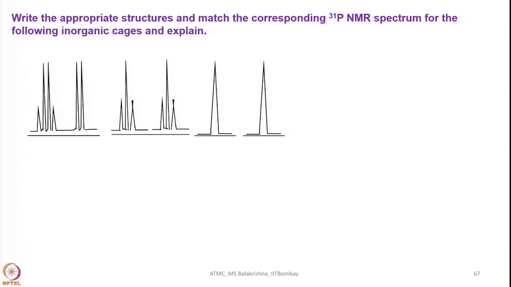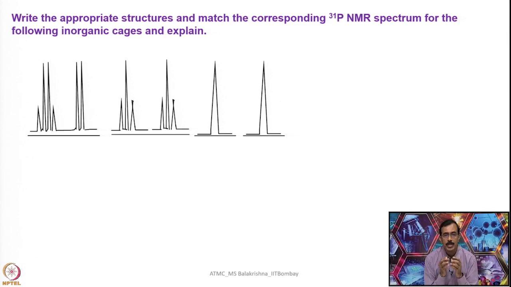This spectrum was observed for a mixture of samples when white phosphorus was reacted with a certain quantity of sulfur. It is very similar to white phosphorus reacting with oxygen to form phosphorus trioxide or pentoxide, P2O3 or P2O5. Here also you can get different compounds, and based on what kind of compounds we get, by just looking at the spectrum, we should be able to identify them.